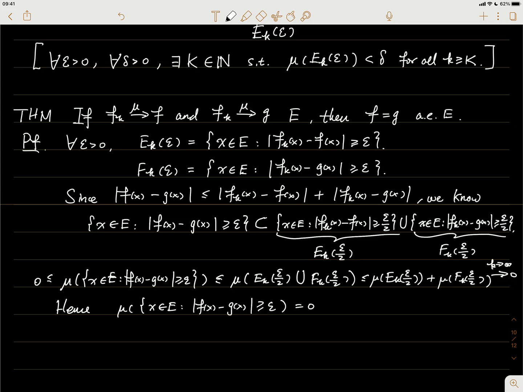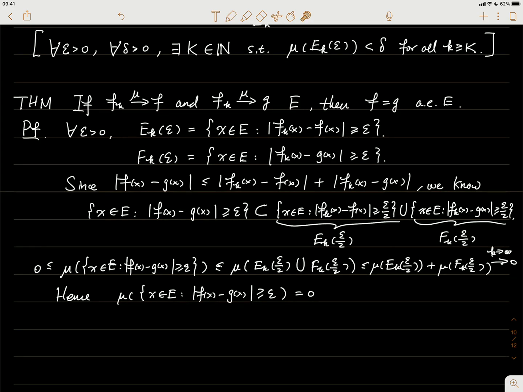What we showed so far is that for any positive number epsilon, when I define E_k and F_k in this way, we can use these two sets, whose measures go to 0, to show that the measure of the set of points where f and g differ by at least epsilon is equal to 0. But this is still different from f and g being equal almost everywhere. For f and g to be equal almost everywhere, I need to show that the measure of the set where |f - g| is greater than 0 is equal to 0.